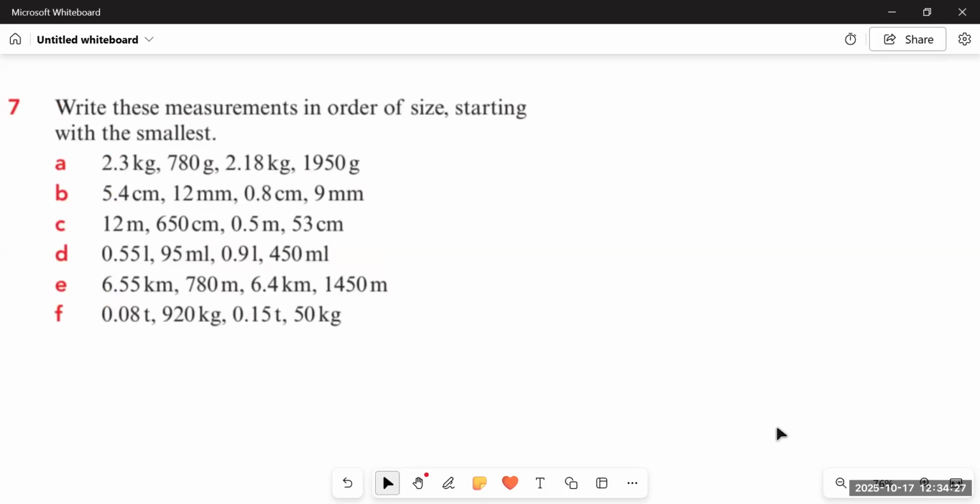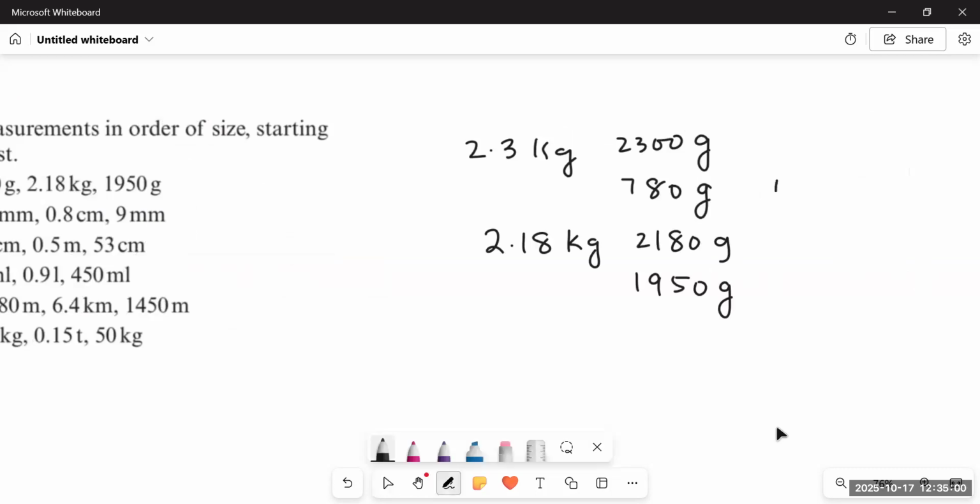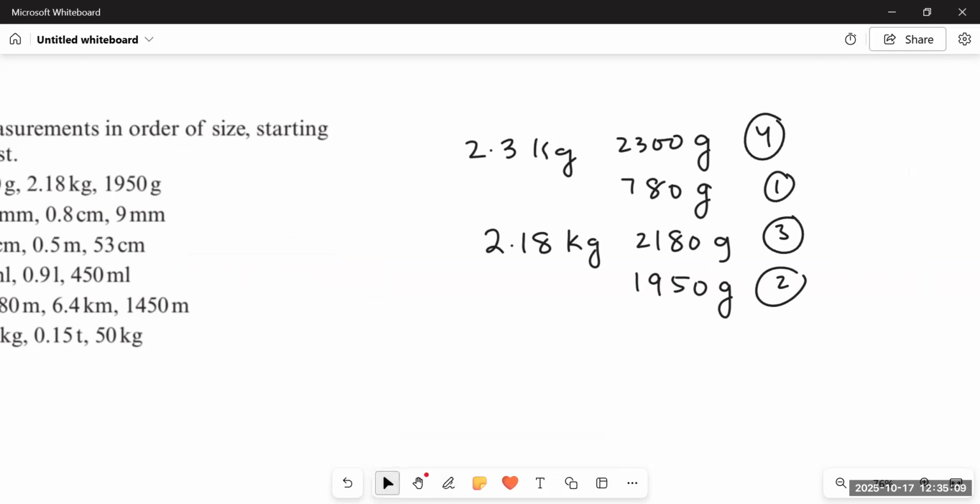Here it says write these measurements in order of size starting with the smallest. So in some cases you will find that the units are the same and in some the units would be different. So first we have to convert them all into the same units. If we talk about 2.3 kgs, it would be 2300 grams. Next we have 780 grams. Then we have 2.18 kgs, which would be 2180 grams, and last of all would be 1950 grams. So out of these quantities, you can see that 780 grams is the smallest, and then 1950 would be the second, 2180 would be the third, and 2300 would be the last.